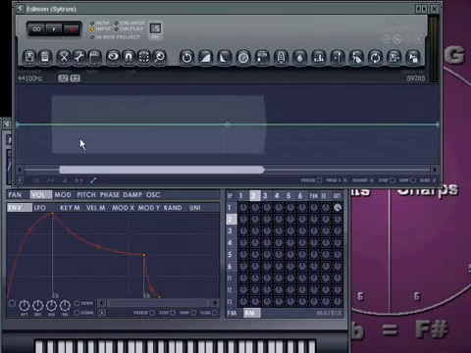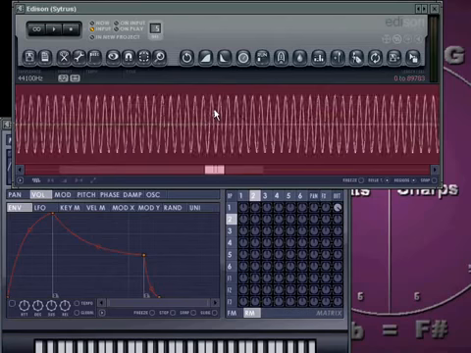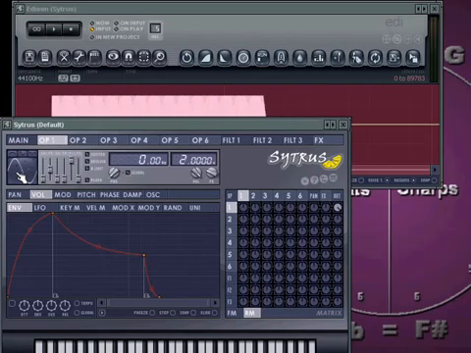Yep, and that's pretty much what we'd expect to see. When we zoom in, we'll see that's the sine wave pattern. It looks identical to the pattern we see here in the operator 1 box.